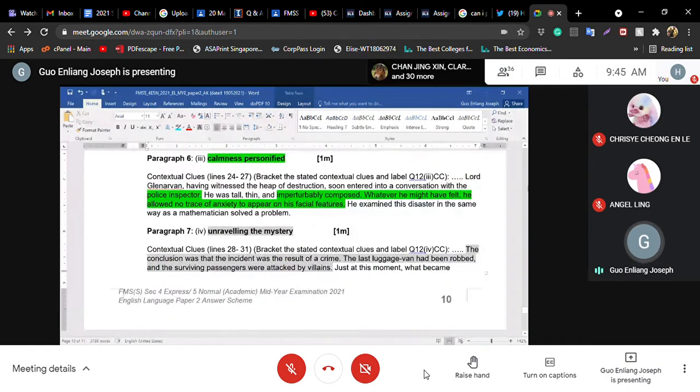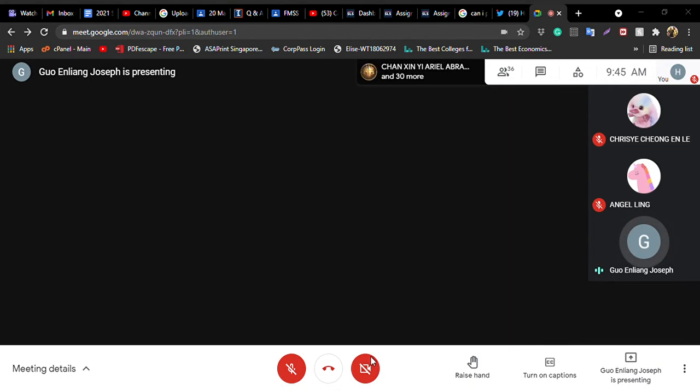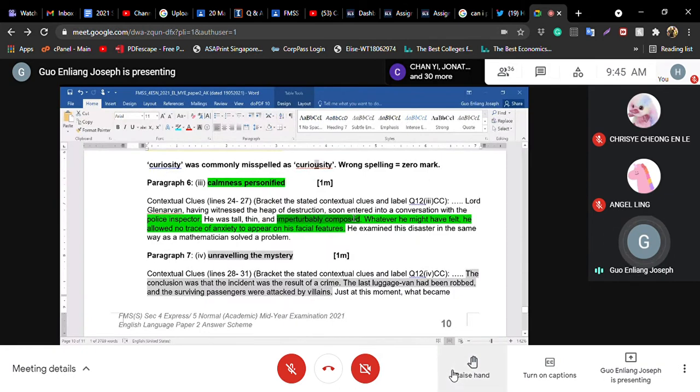Next one, calmness personified. For the green, can you highlight the words in green? Lines 24 to 27, label 12 part 3 CC. This police inspector was very composed, that is very calm. Whatever he might have felt, he allowed no trace of anxiety to appear on his facial features. So he's not anxious at all. So he's very calm. That is calmness personified.